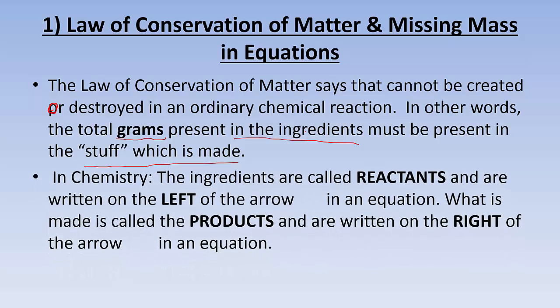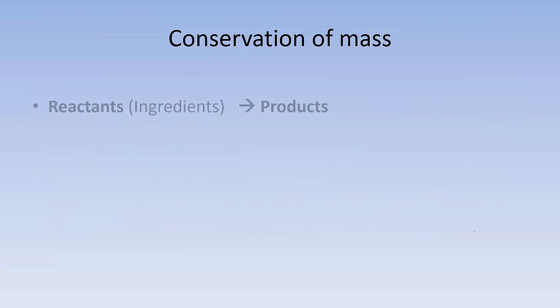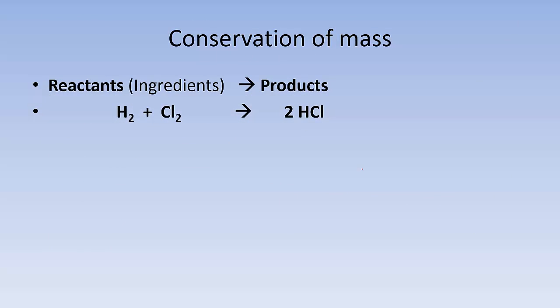So in chemistry, the ingredients are what we call the reactants. They're the stuff that is going to do the reacting. They are on the left side of the arrow. The products are produced, on the right side of the arrow. They're things that are being made. So reactants on the left, products on the right. In this example, H2 and Cl2 are reactants because they're on the left side, and HCl is a product on the right side.